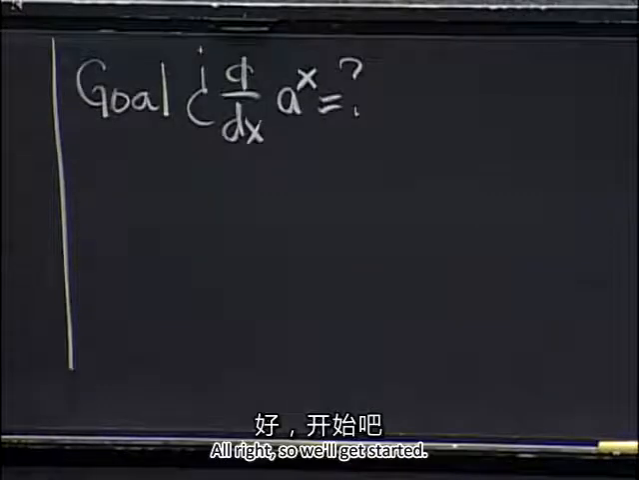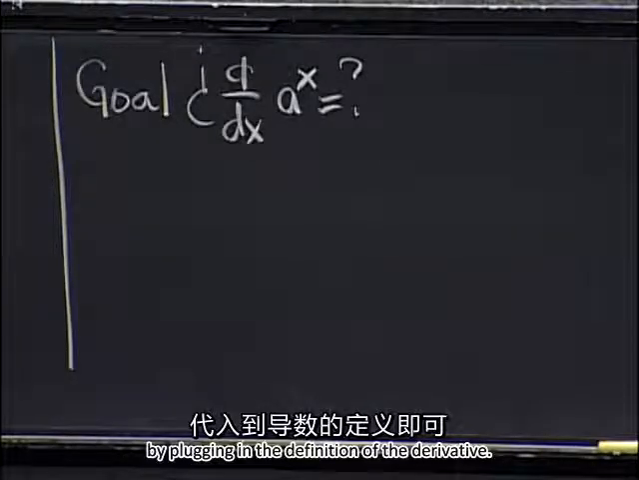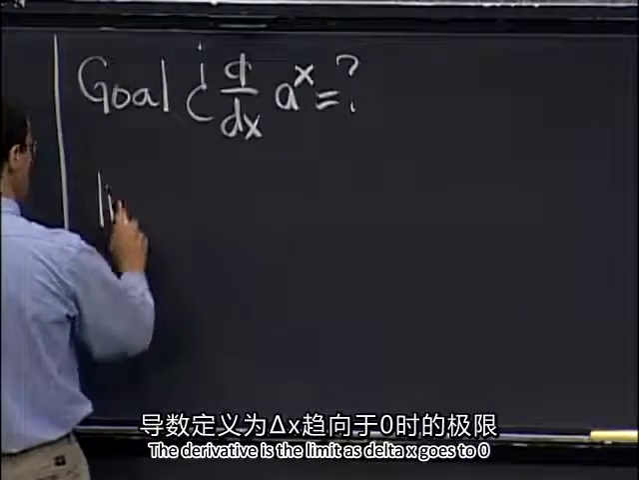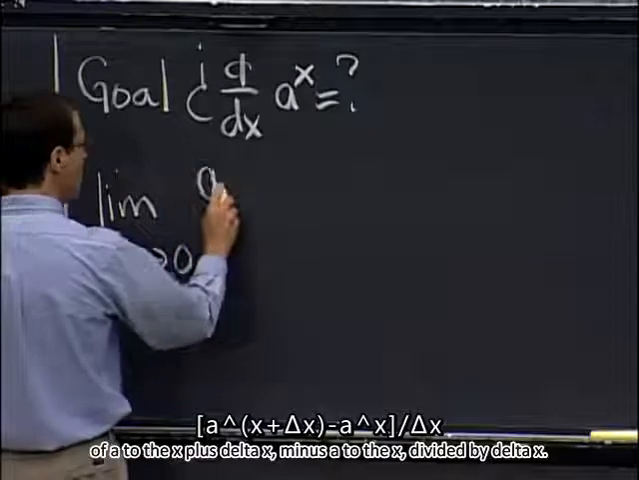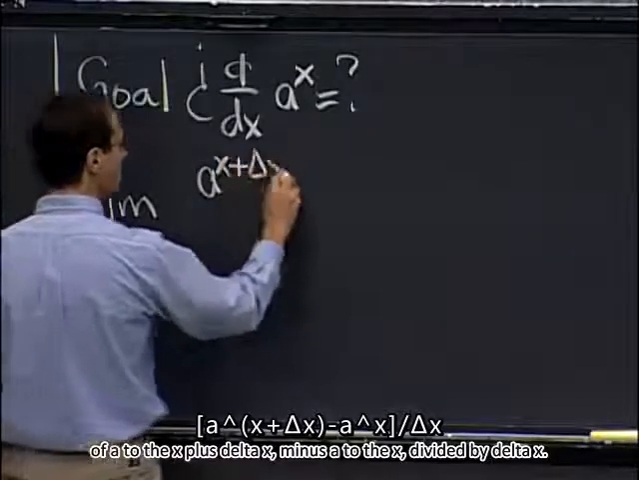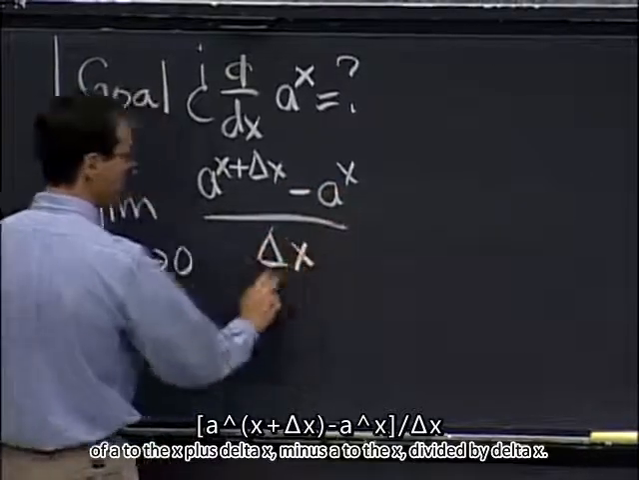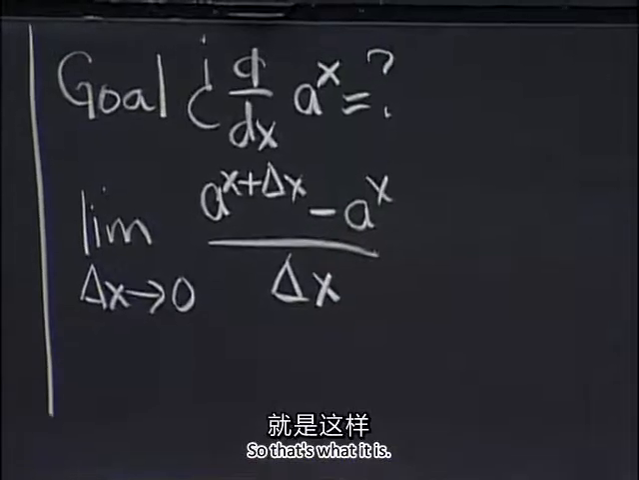All right, so we'll get started. And the way we get started is simply by plugging in the definition of the derivative. The derivative is the limit, as delta x goes to 0, of a to the x plus delta x minus a to the x divided by delta x. So that's what it is.